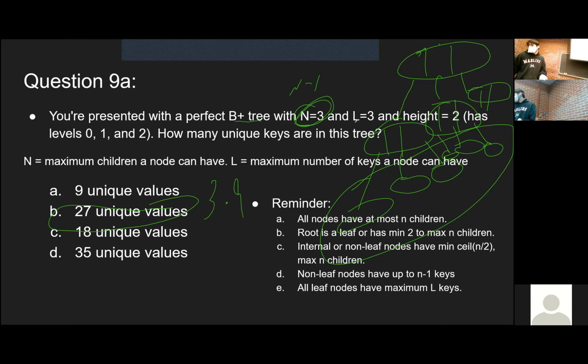Yeah, I think all leaf nodes have a maximum of L keys. It's the number of keys that the leaves hold. But internal nodes have n minus 1 keys. Yes, so that's how we got this 3 actually. It was not from n, sorry, it was from L.